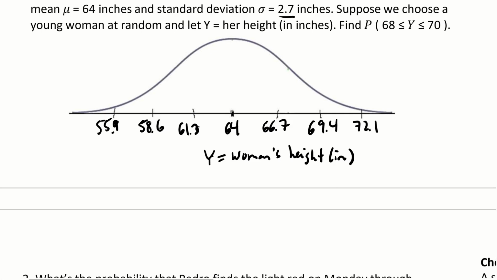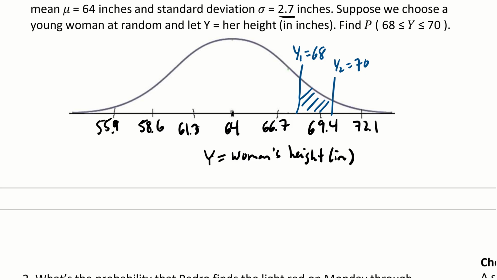All right, so 68 is around here, right? So that's y1 equals 68. And then we got 70 right here, y2 equals 70. We want to find that probability.